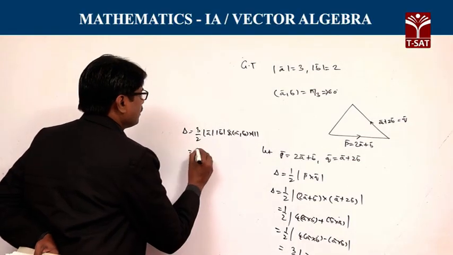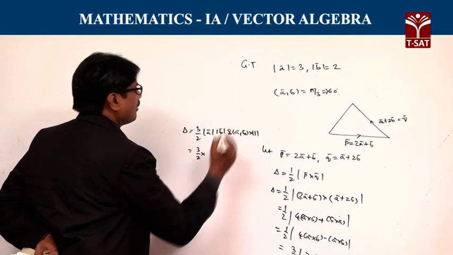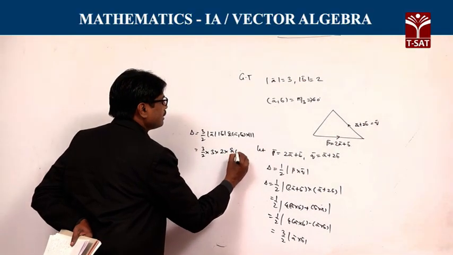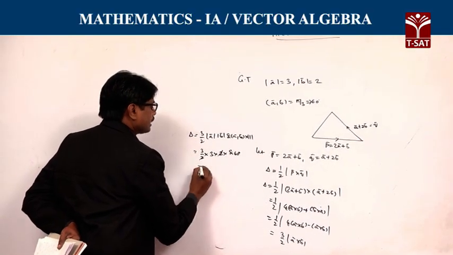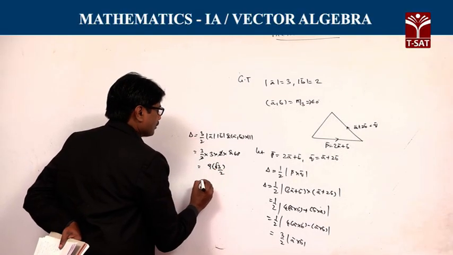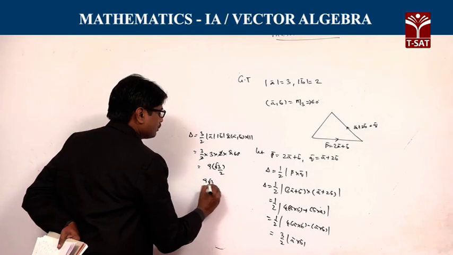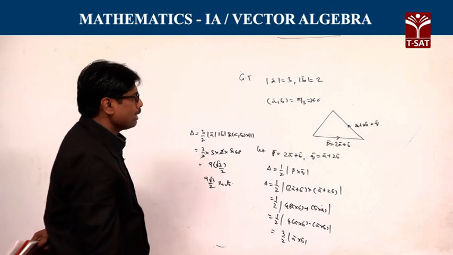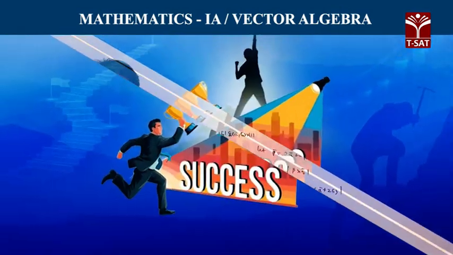So which is equal to 3 by 2 times mod of a bar, which is 3, mod of b bar is equal to 2 sine of 60 degrees, 2 times cancel, that is 9 times root 3 divided by 2, which is 9 root 3 by 2 square units. Area of the triangle with adjacent sides 2a bar plus b bar and a bar plus 2b bar.